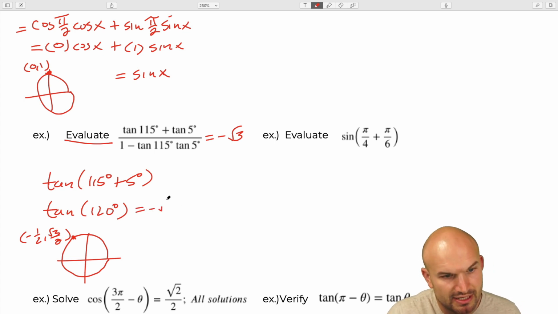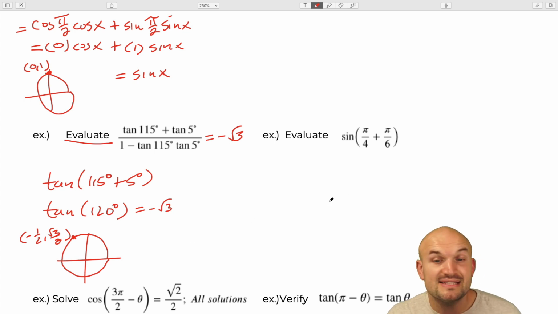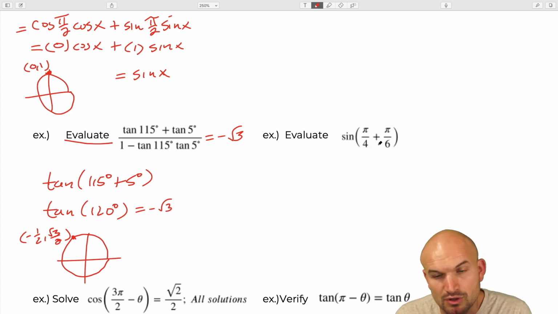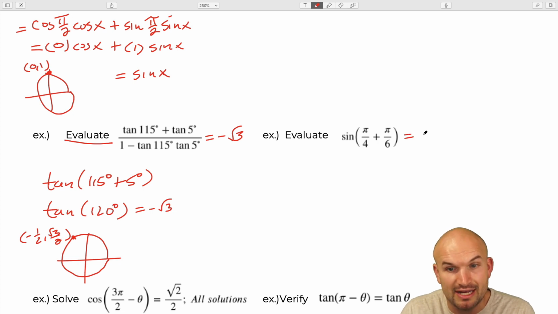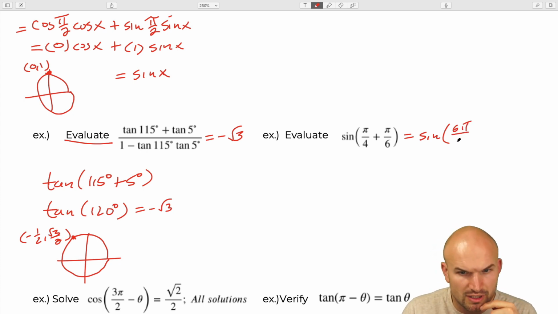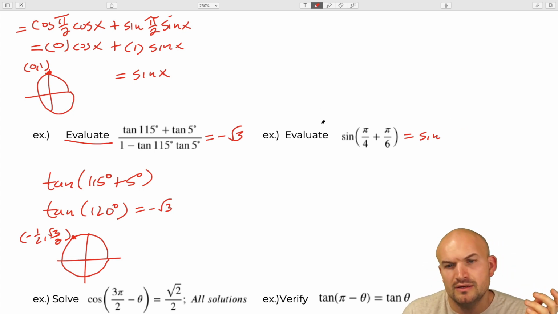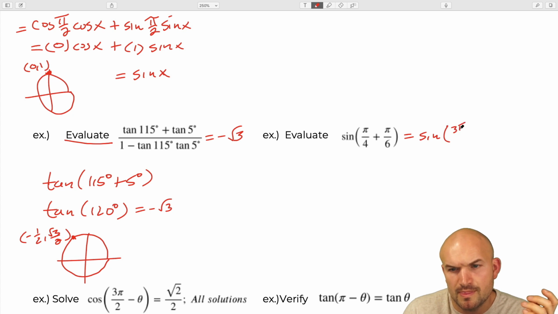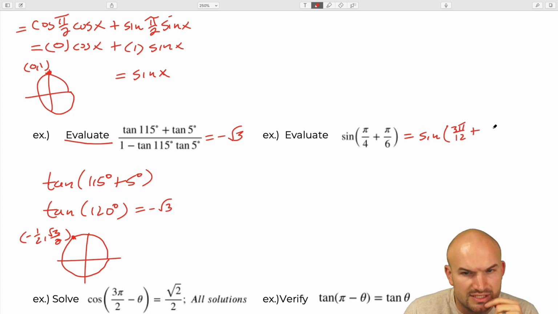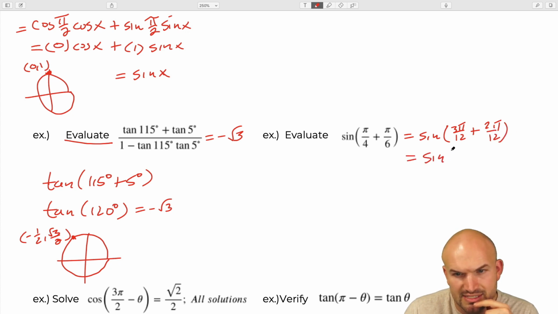So negative square root of 3. Not over 2, just negative square root of 3. And the same thing works over here. Sometimes students will go ahead and add these, or sometimes we'll be given a function like this: the sine of, let's see, this would be 3 pi over 12 plus 2 pi over 12, which is also the same thing as the sine of 5 pi over 12.